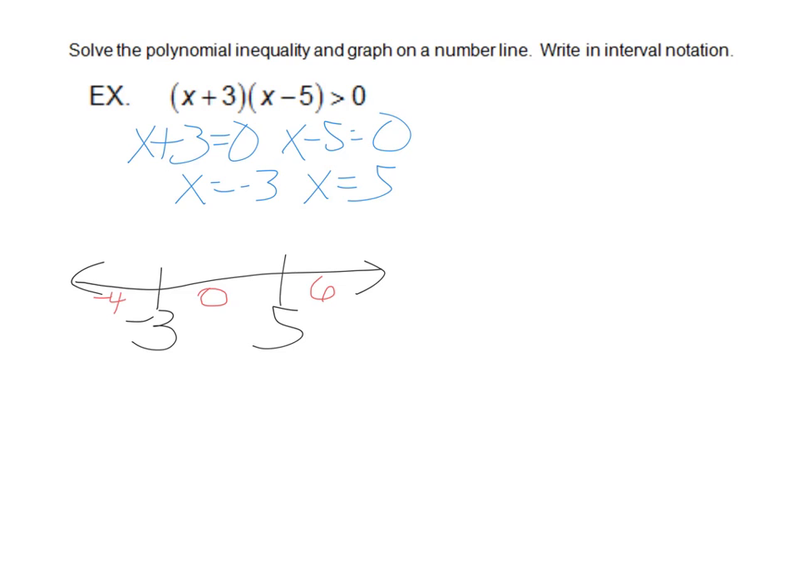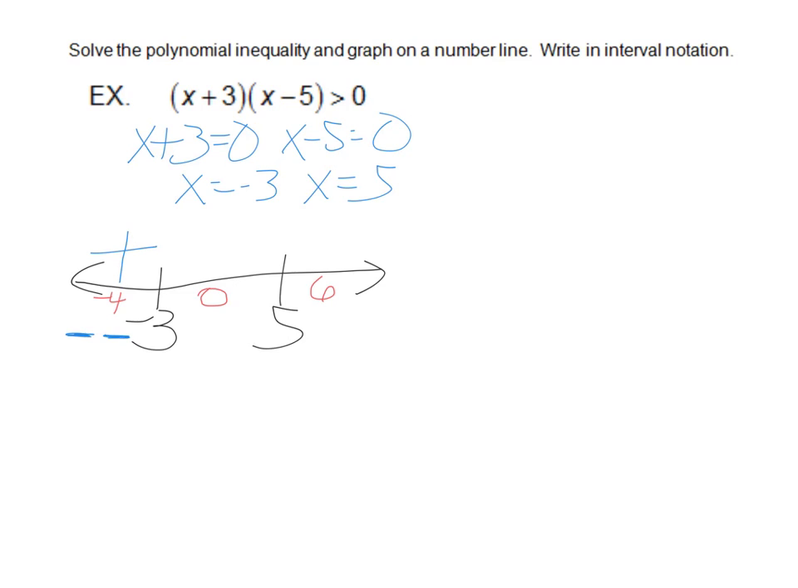Now we're going to plug these test numbers one at a time into our factored x plus 3, x minus 5, and see if the result is positive or negative. So when I plug in negative 4 into the first parentheses, I have negative 4 plus 3, that's negative. So I just make a little note that that first parentheses comes out negative. When I put negative 4 into the second parentheses, negative 4 minus 5, that also comes out negative. So I make a note of that. And then I multiply. Negative times a negative is a positive.